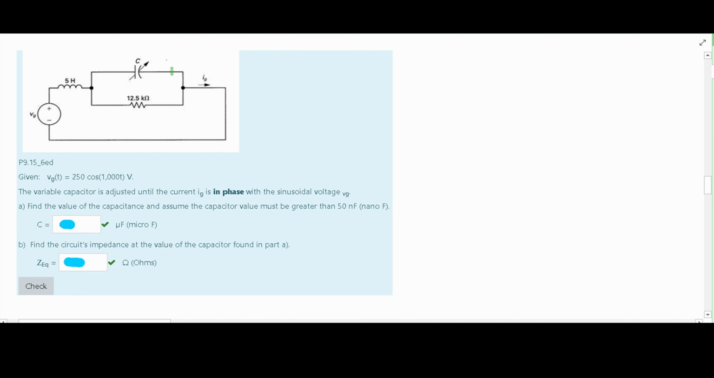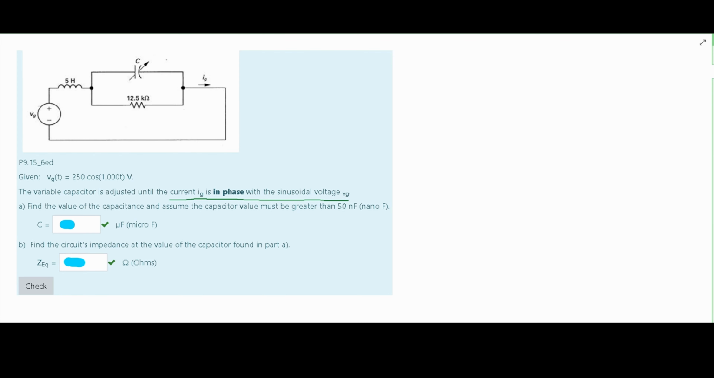In this problem, we are given the following circuit diagram here. We are also given that our Vg of t is 250 cosine of 1000 times t, with the 1000 being our omega. And then we are told that the variable capacitor is adjusted until the current Ig is in phase with our sinusoidal voltage Vg.